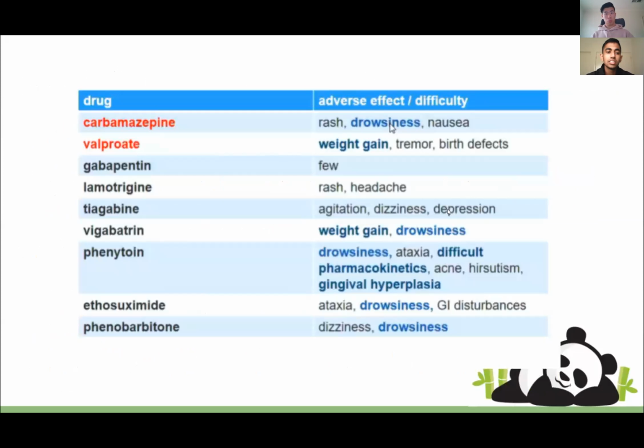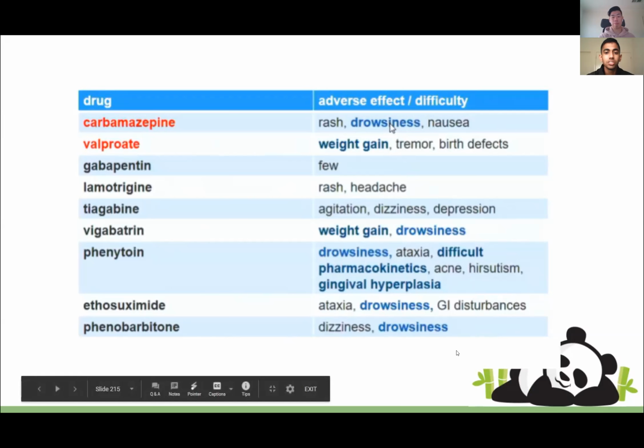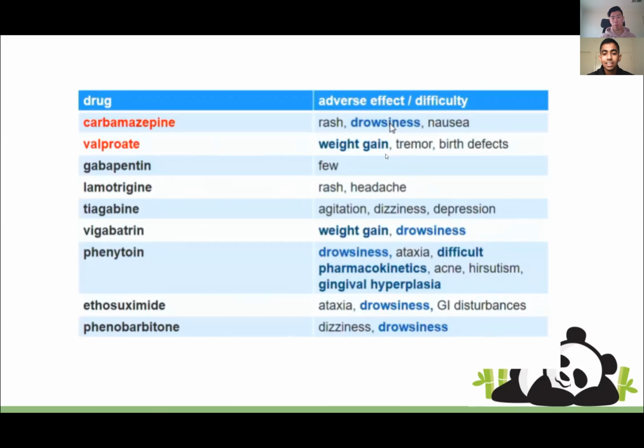All right, this is a summary of all the drugs. Sorry for the bad screenshot, but I had it in my notes, so that's what we'll work with. As you can see, there's drowsiness across the board, across most of these drugs. So if you have to guess, that's probably a good one to note. Weight gain is going to be in valproate and vigabatrin. You don't really need to know about vigabatrin, but the V ones are going to have weight gain. So the weight gain is probably how I remember it.